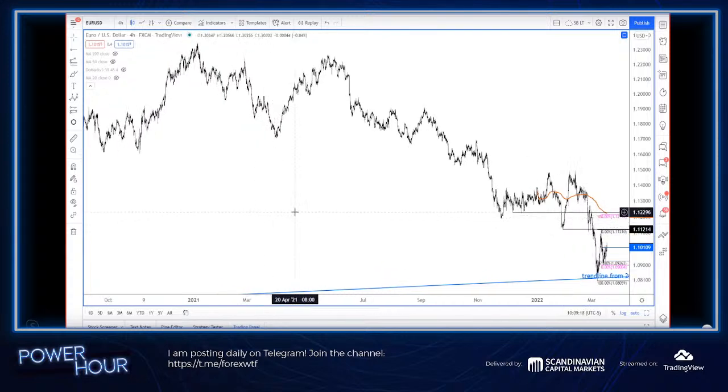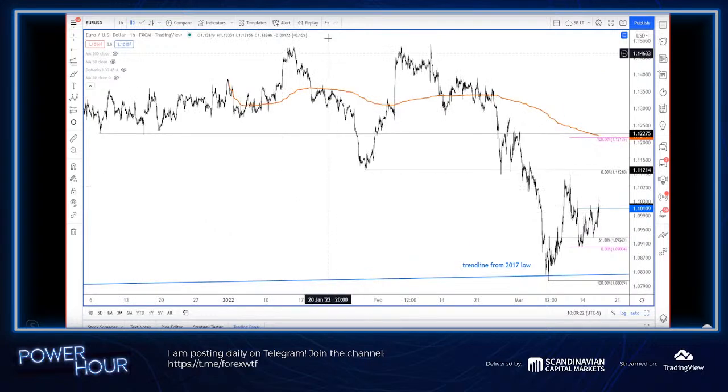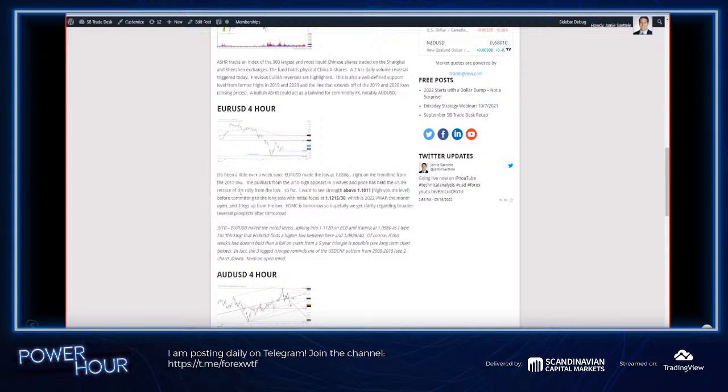So we are currently trading 10.15. Here's what, this was yesterday's little piece here. I'll just read it out. So, right, it's been a little over a week since euro made the low at 108.06, right on the trend line from the 2017 low, right?